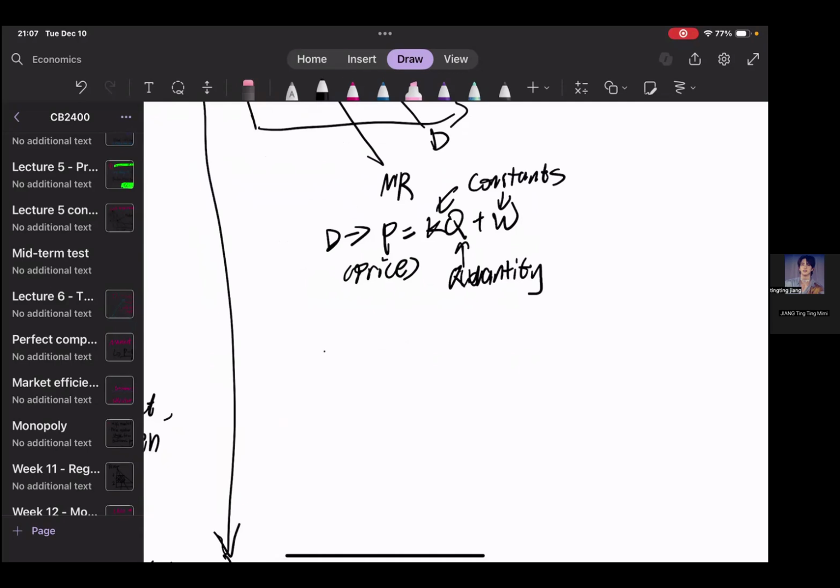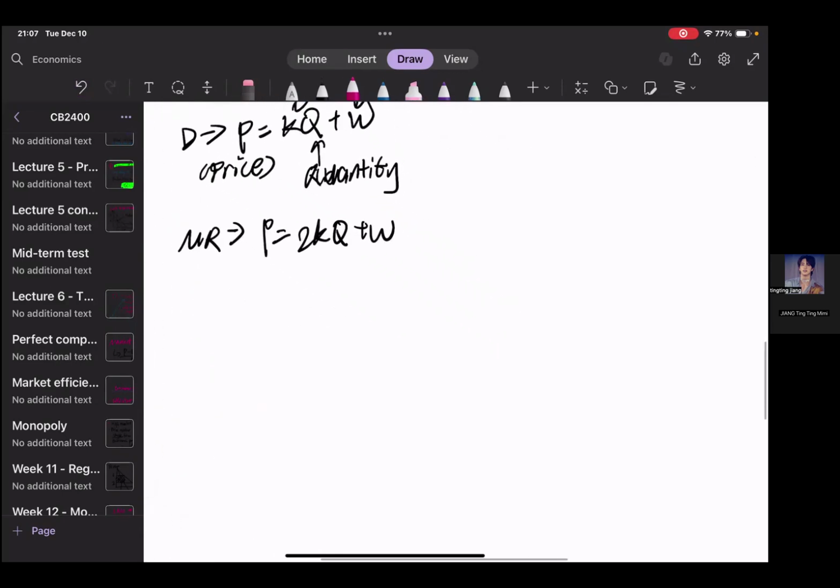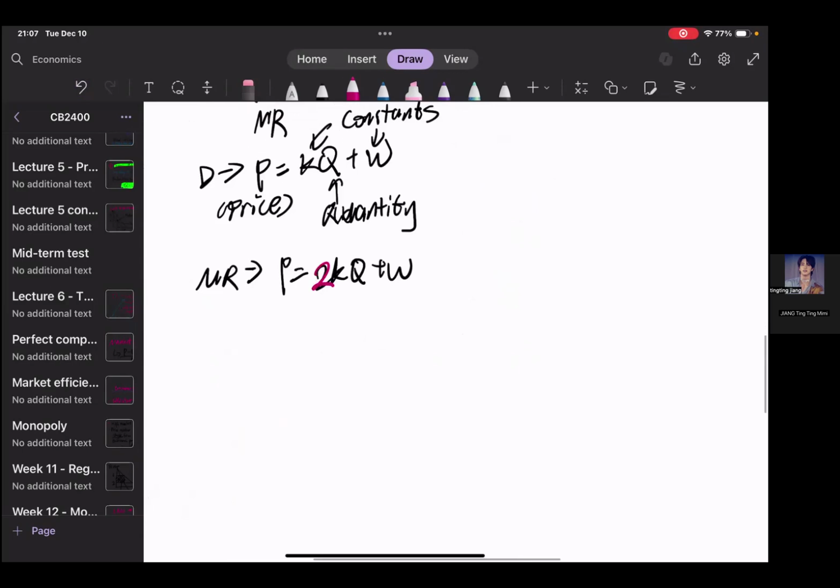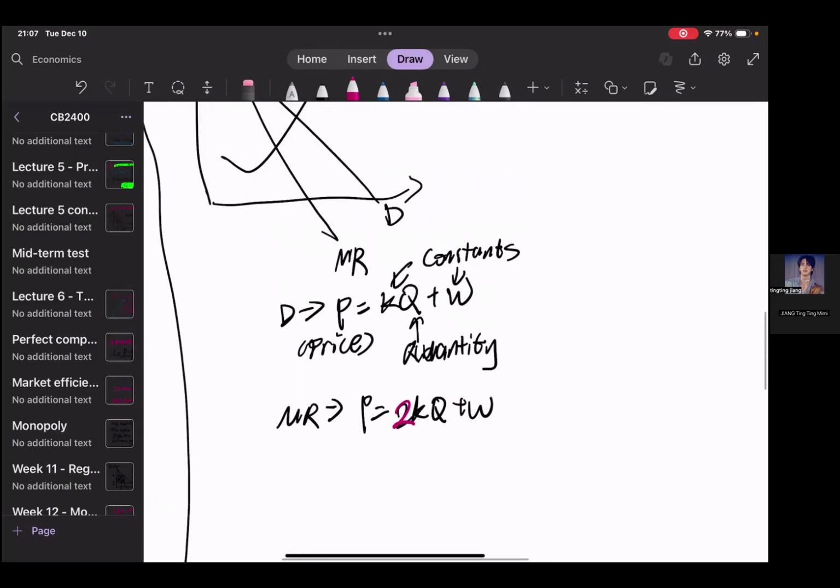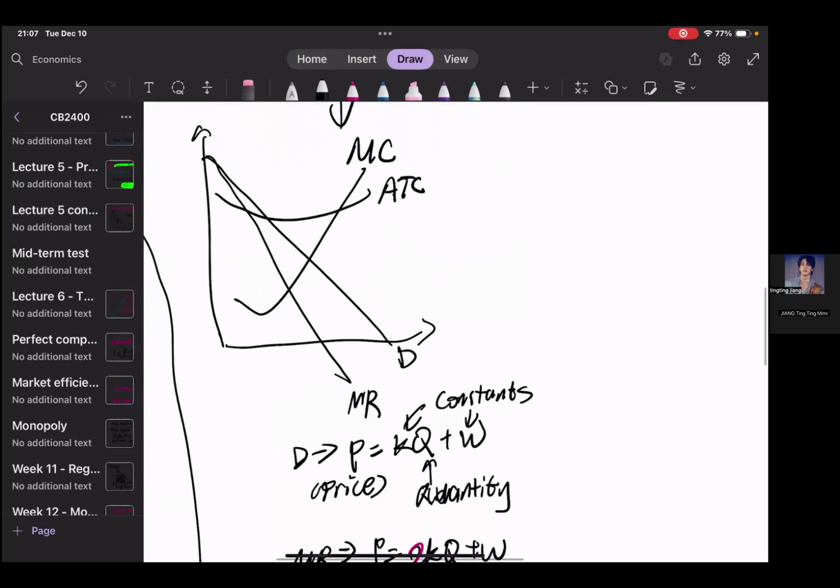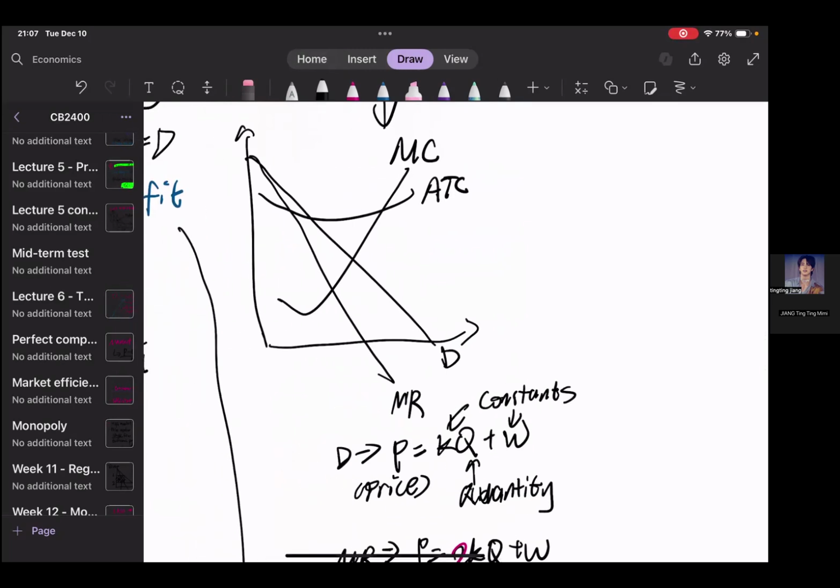And then MR will actually be 2KQ plus W, which in this case means just that the slope will be times 2, okay? You just times 2 for the slope of Q, for the slope of the demand curve. Just keep that in mind. And then what else?